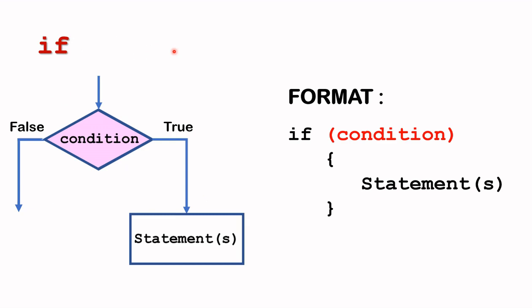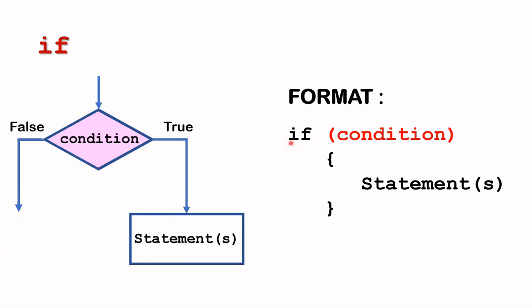Let's start with the if construct. Here is the flow chart showing the if construct. So the program flow enters into this condition. It tests for the condition. If it's true, then these statements will be executed. If it's false, then nothing is done.